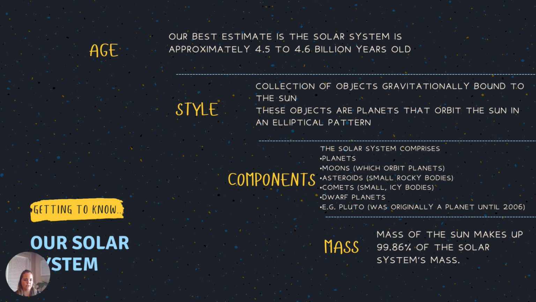So we are a collection of objects that orbit a single star, our sun, and we consist of planets, moons, asteroids, comets, dwarf planets, and Pluto, which is now a dwarf planet, but used to be a full planet on its own until 2006. And we'll talk about that in a second. The mass of our solar system is about 99.86% made up by the sun. So the sun is most of our mass in the solar system. And then our planets are very heavy, so they make up the other smaller percentage of our mass in our solar system.